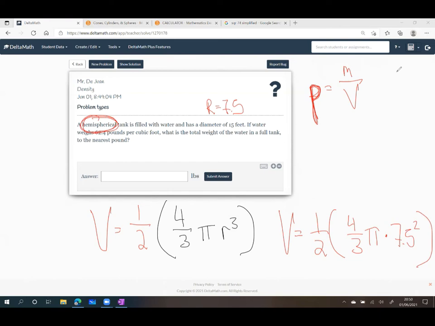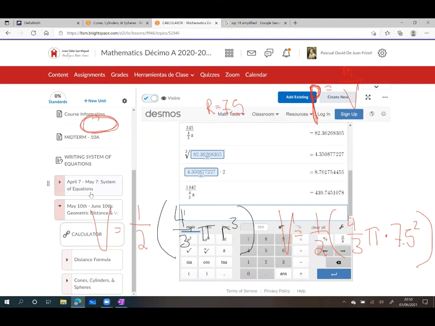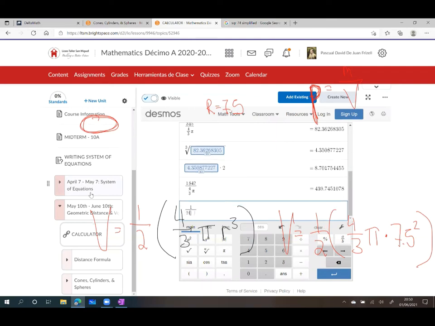And now that you have 7.5 squared, you're just going to have to use the calculator that was already given to you. So let's type in the following: 1 divided by 2, open brackets, and we could just do 4 divided by 3 times, and click on the pi symbol, chicos. Then 7.5 squared and close the brackets.